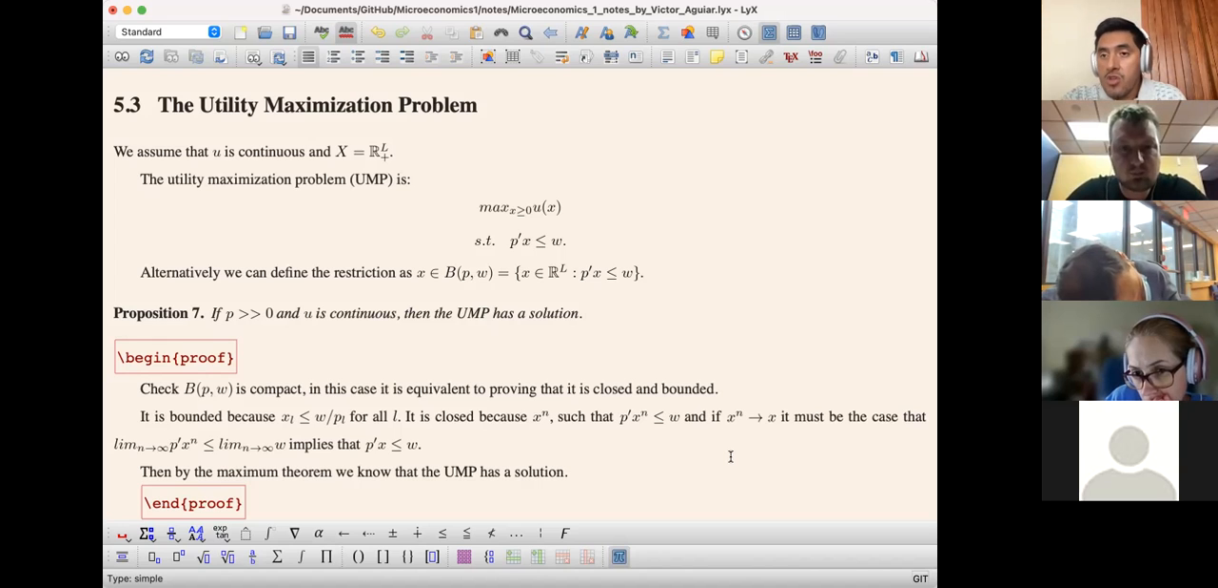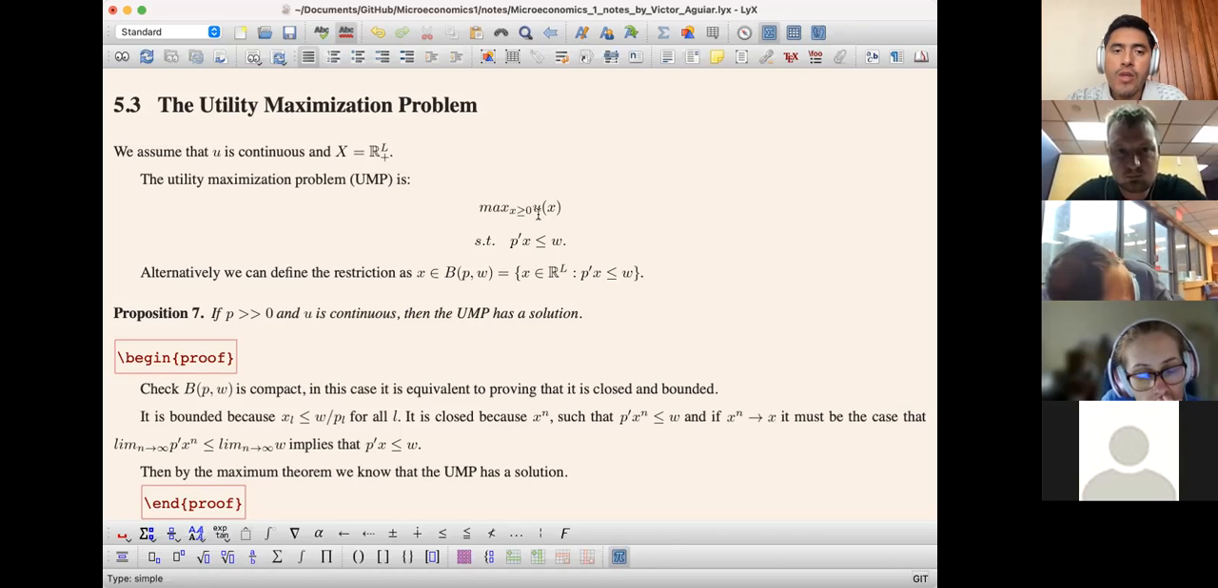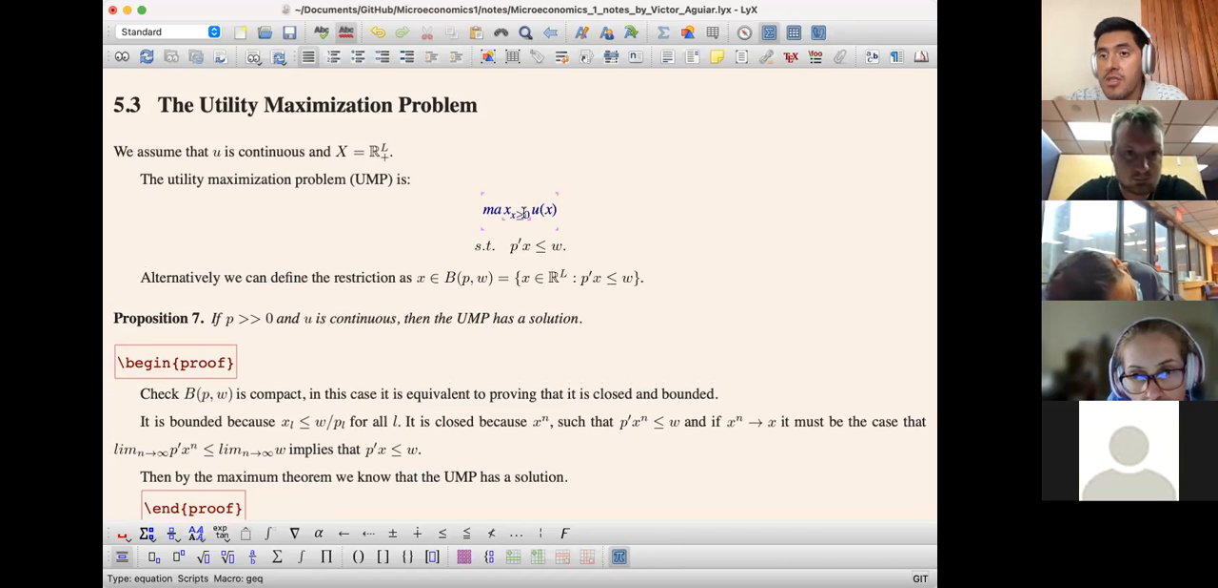We assume that the utility is continuous, as we said before. The Euclidean space is the real line. We're gonna remove negative quantities. For now, the utility maximization problem is the following. Maximize the utility with the constraint that you have to be positive. So just to make it explicit, subject to the inner product of P times X less than or equal to W.